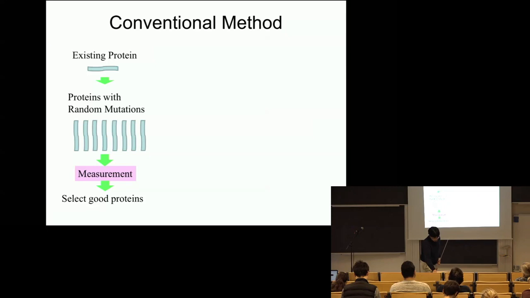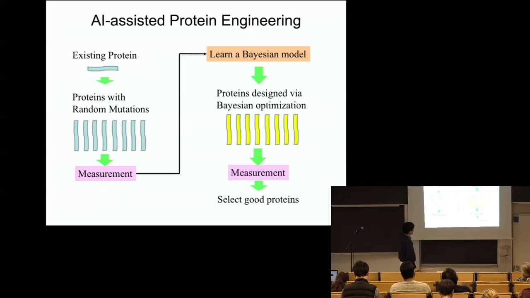Maybe I don't have much time, so what we did is give random mutations to some protein. In this case, we used GFPs, green fluorescent proteins. We made some random mutations and used them as training data. We learned a Gaussian process from that, designed new proteins, then measured and selected good proteins, and I will show you just a picture.